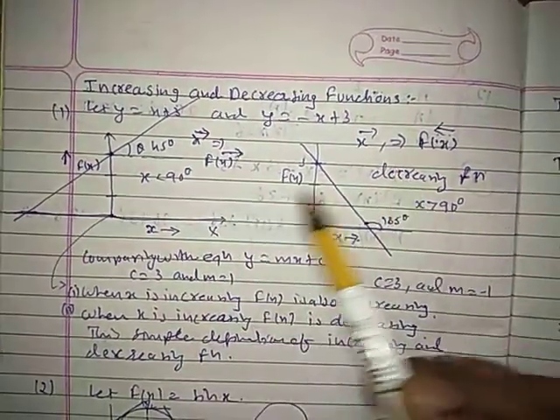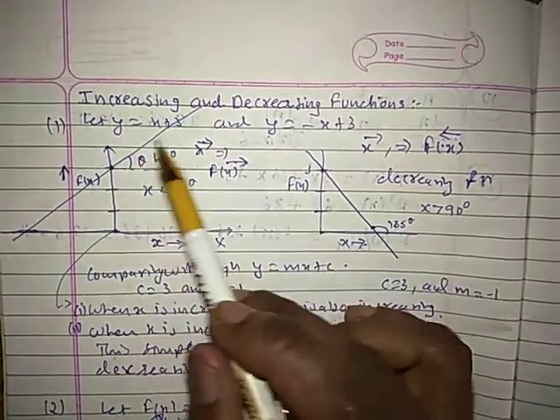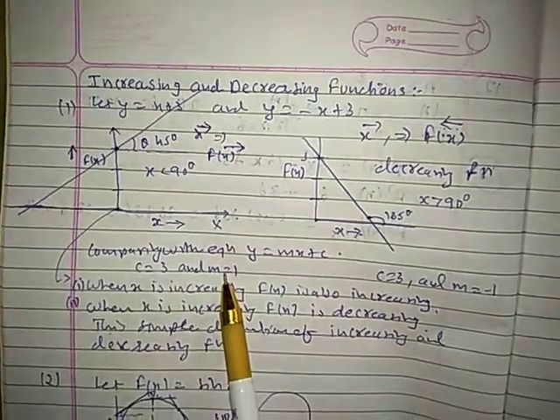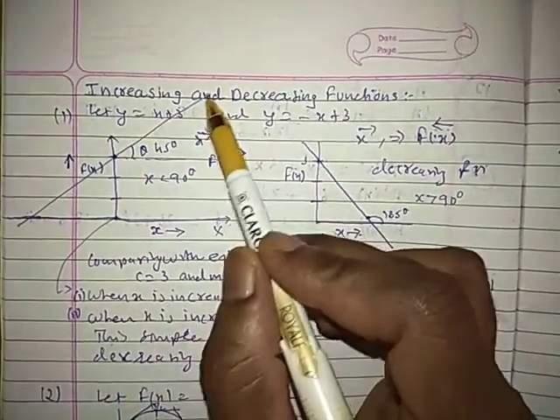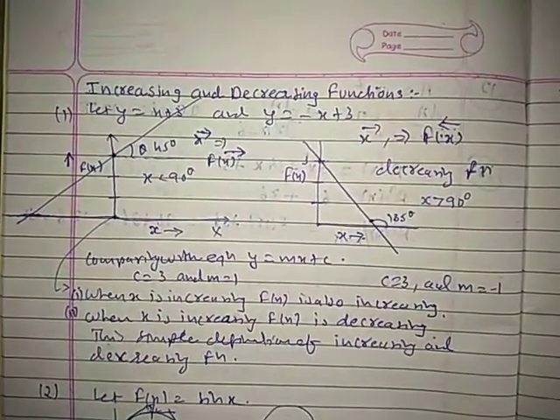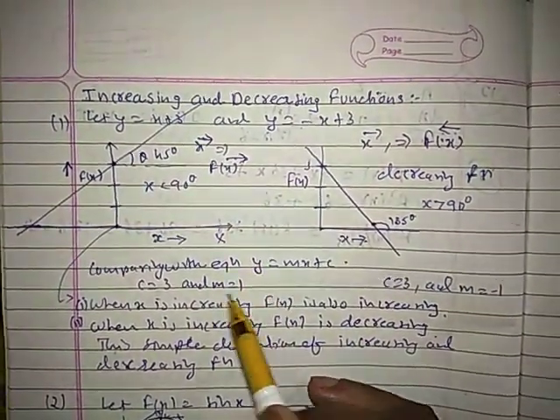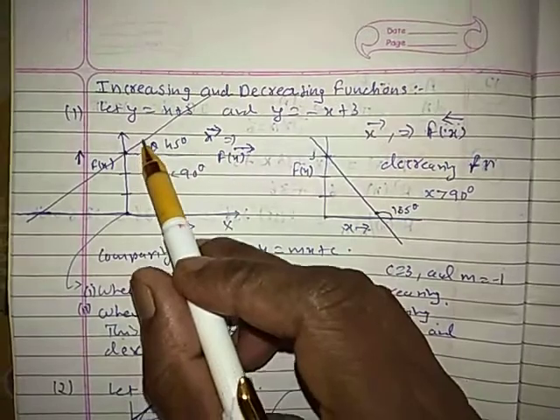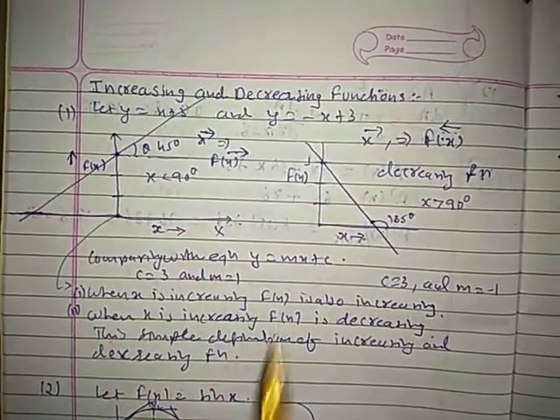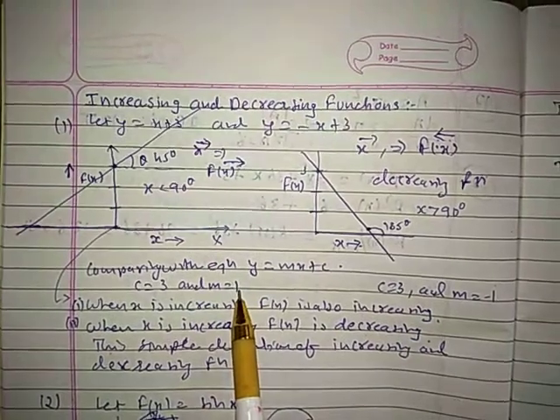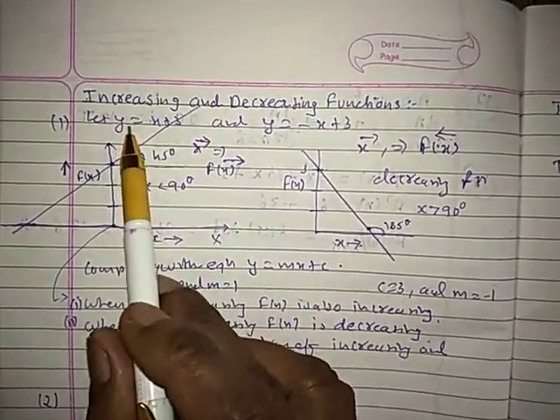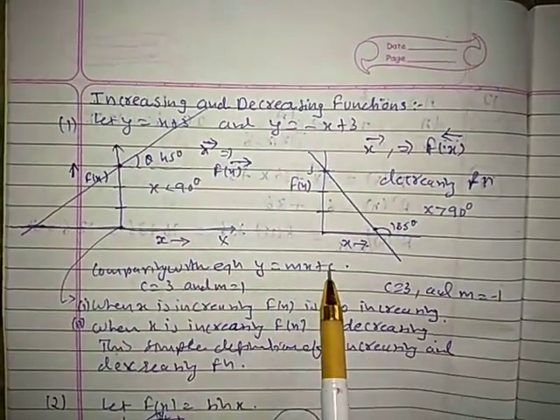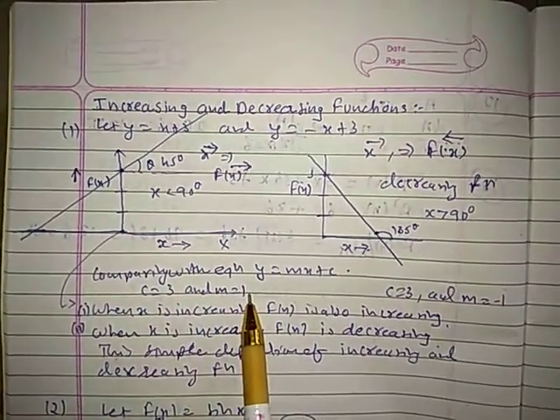Now compare this with the equation y is equal to mx plus c. If you compare, then you will get c is equal to 3, m is equal to 1. The slope of the function is 1. Therefore we got m is equal to 1, where tan theta value is 1 at 45 degrees. So this theta becomes 45 degree, because if you compare y is equal to mx plus c with this equation, you will get m is equal to 1 and c is equal to 3.